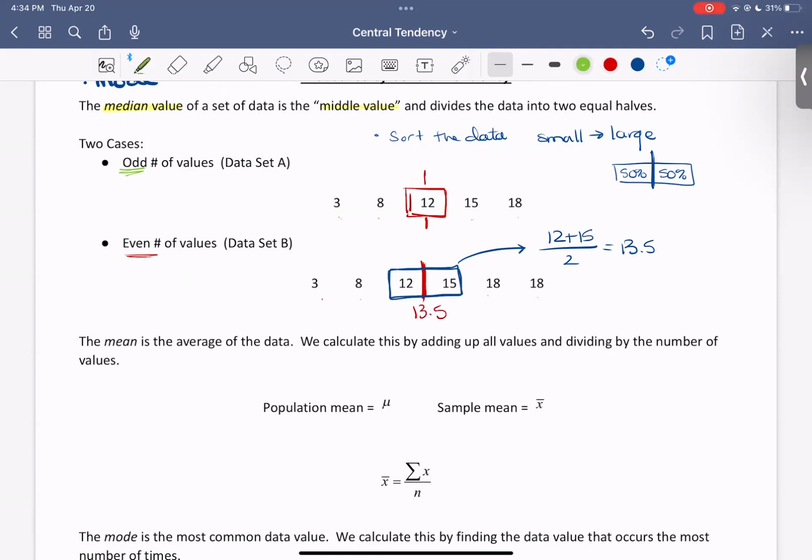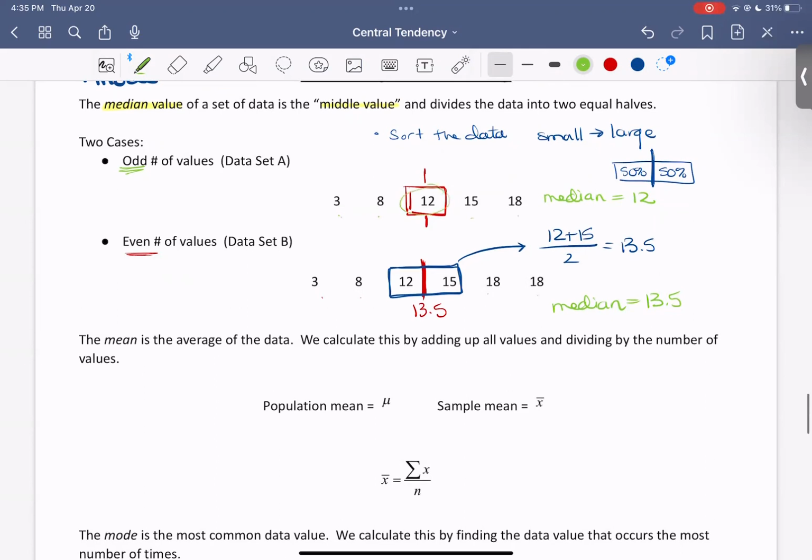And just to be really explicit, I'll write out that the median in this first case is equal to 12. The median in the second case is equal to 13.5. And these are the only two types of cases that you'll see for how to compute the median. If our data has an odd number, then we just take that middle value. If we have an even number of values, then we need to take an average of the middle two values.